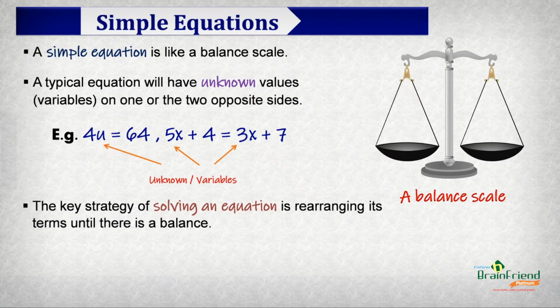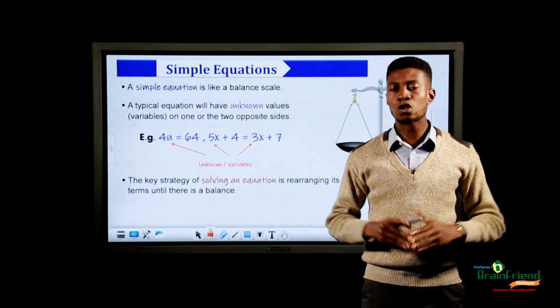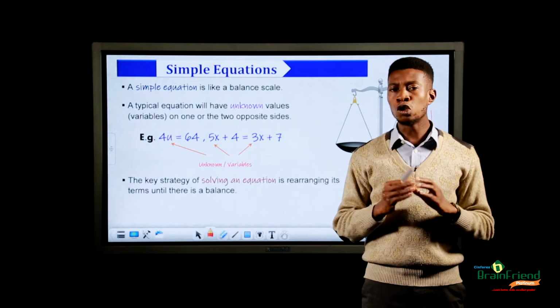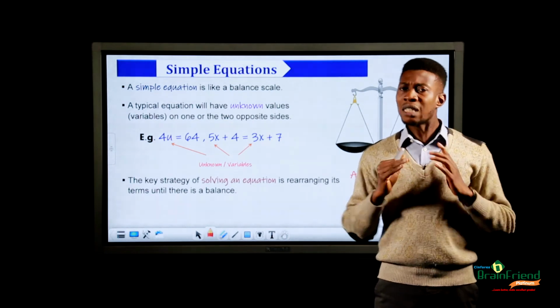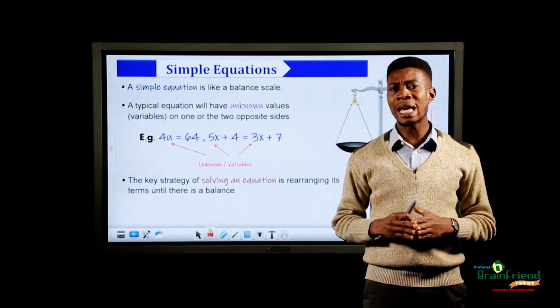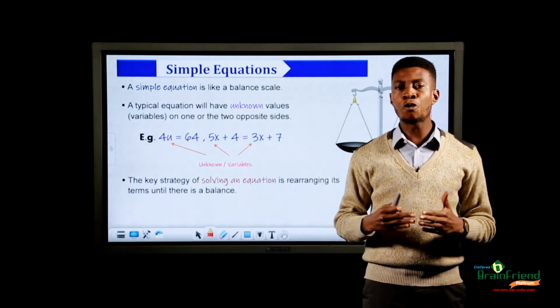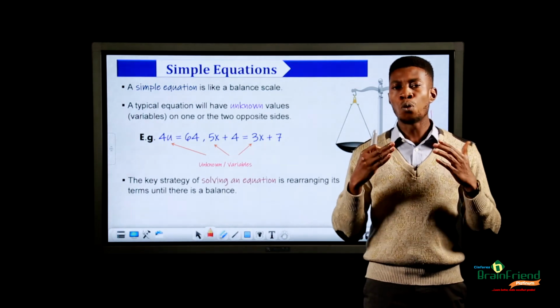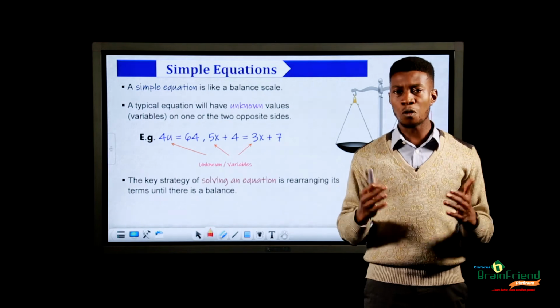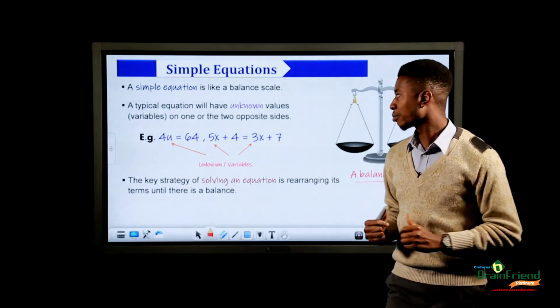It is important to know what a simple equation is. The best picture to describe a simple equation is a balance scale. You can see a balance scale here. Equations usually have unknown values. These unknown values, like I mentioned earlier, can also be called variables. Now, when we solve for these unknown values, we have succeeded in solving an equation.